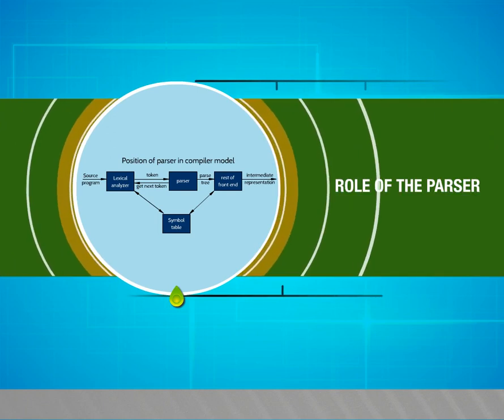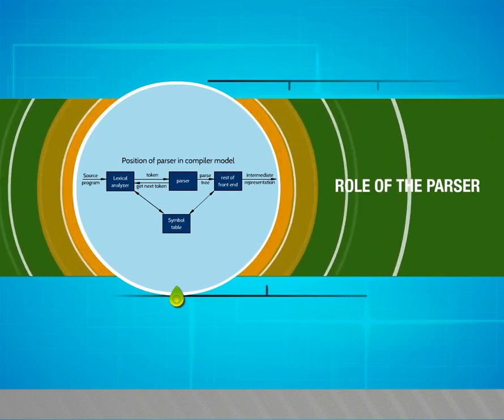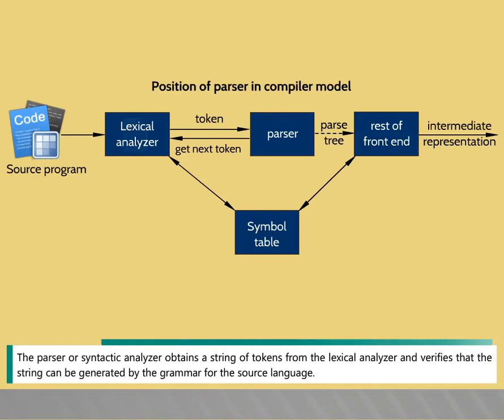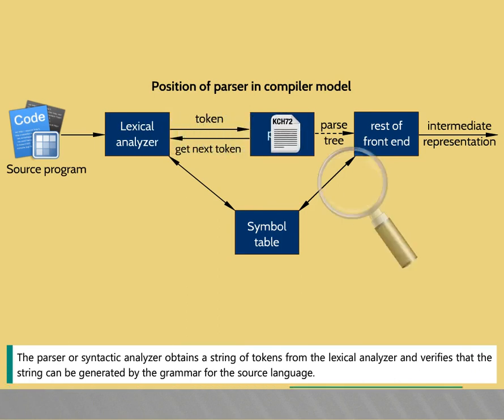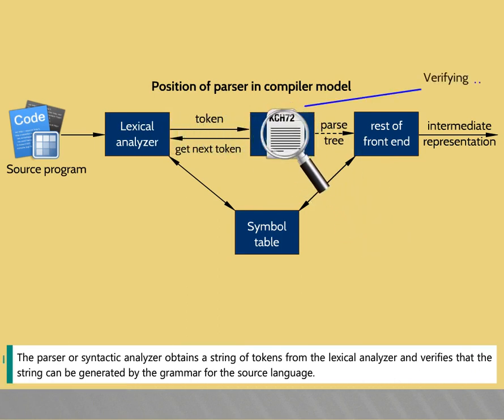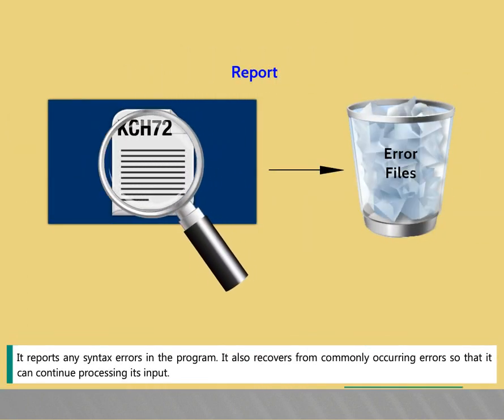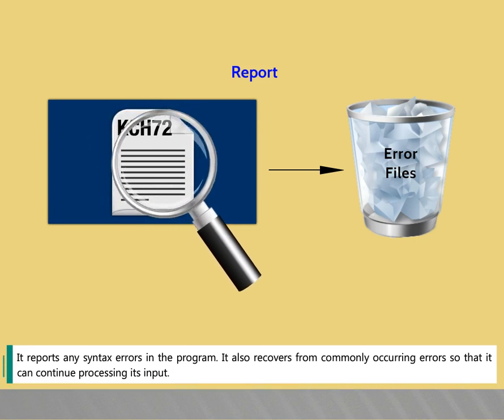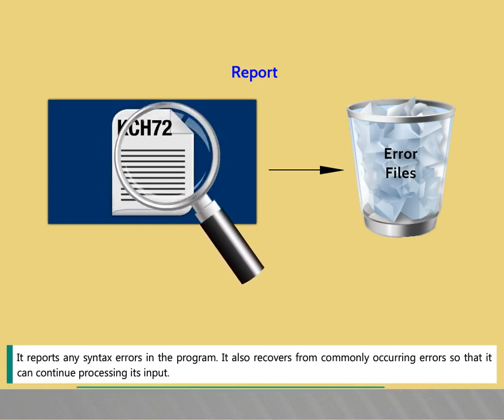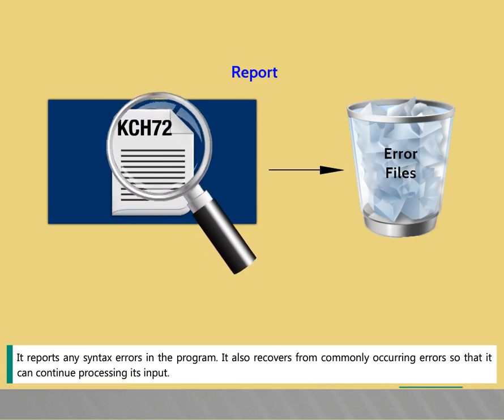Role of the parser. In this video, we are going to see about the role of the parser. The parser or syntactic analyzer obtains a string of tokens from the lexical analyzer and verifies that the string can be generated by the grammar for the source language. It reports any syntax errors in the program. It also recovers from commonly occurring errors so that it can continue processing its input.